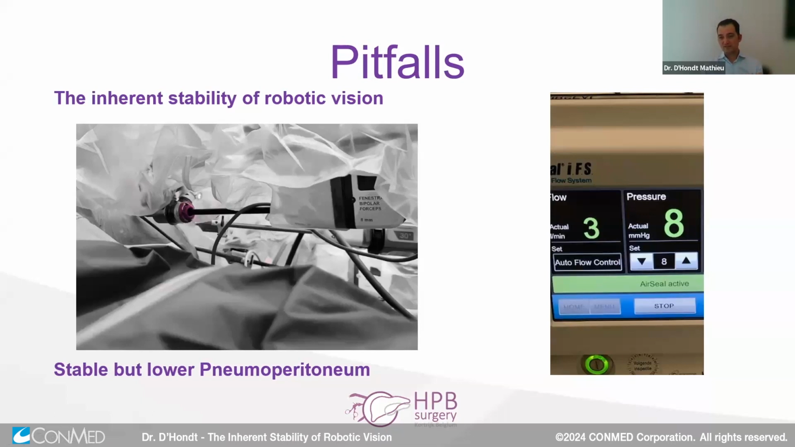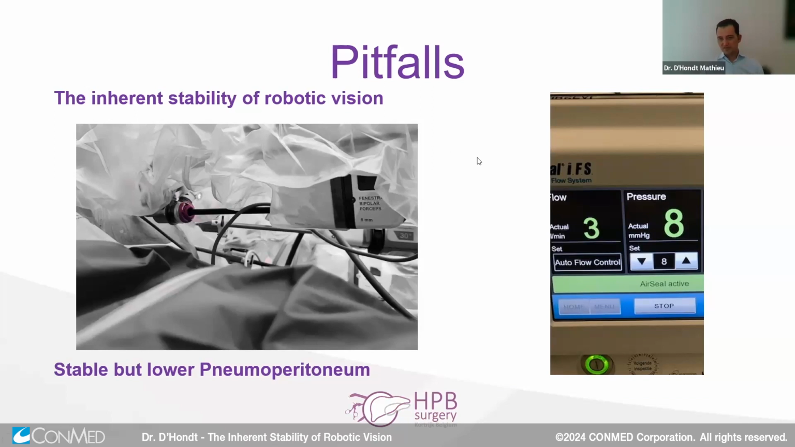You will have gas embolism, that's for sure. So you have to adapt. It's a stable pneumoperitoneum. You can put it at 7 or 8. If you have some bleeding, you can use the suction. You will have 7. No worries, you will have a stable view.